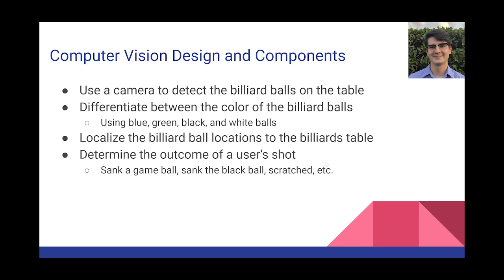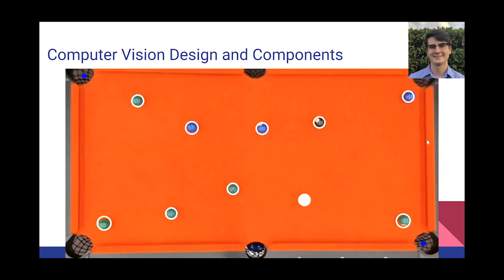To make this a little bit simpler, instead of having solids and stripes, we're going to be using blue and green balls. They essentially mimic the same thing. One player will be blue balls, one player will be green balls. Black and white balls still have their same respective meaning. And overall, the computer vision is going to be responsible for determining the outcome of a shot as well. And this is essentially done by comparing the start state and the stop state of the table after a player has taken a shot. So this is more or less what the camera is seeing.